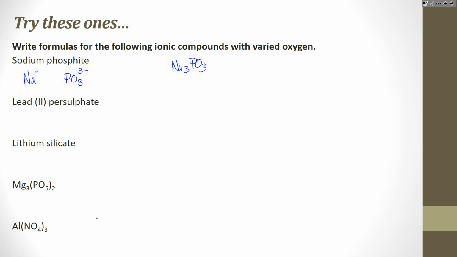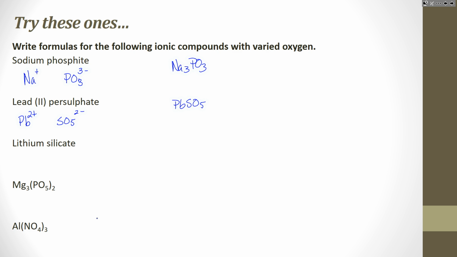Okay, all the rules we've done still apply. So lead 2, that tells me the charge on lead is Pb with a 2 plus. Persulfate, I don't know if that one's on the back. I don't think it is. So sulfate is SO4, so persulfate would be SO5, and it's still a 2 minus. So this would just be PbSO5.